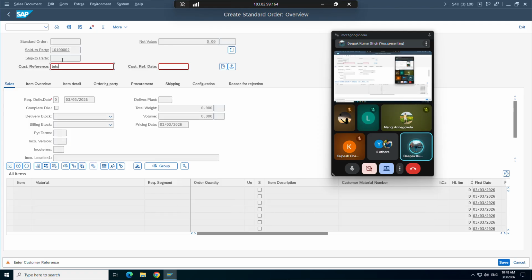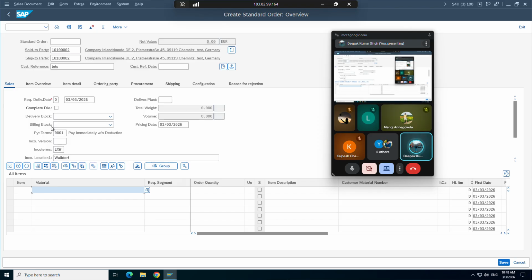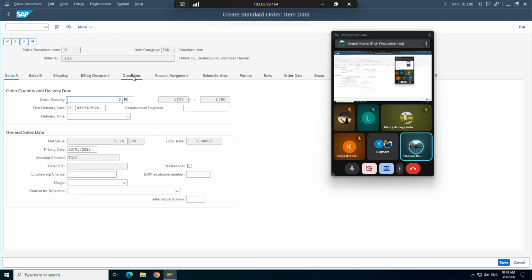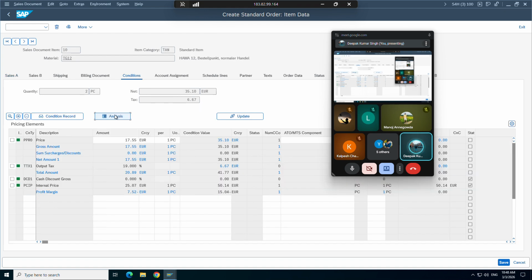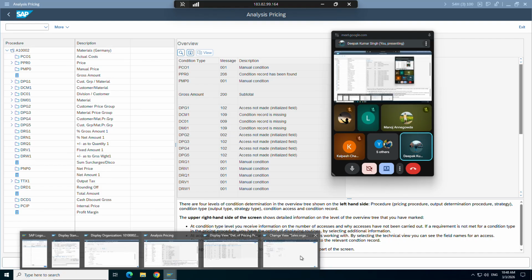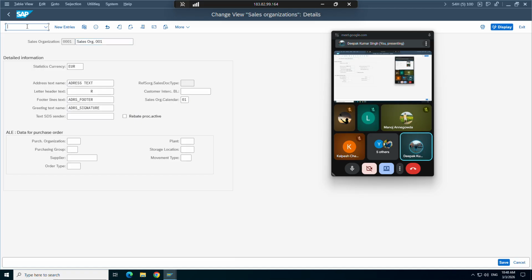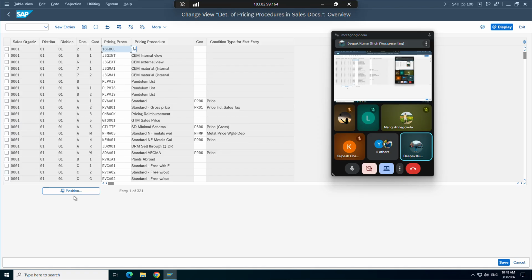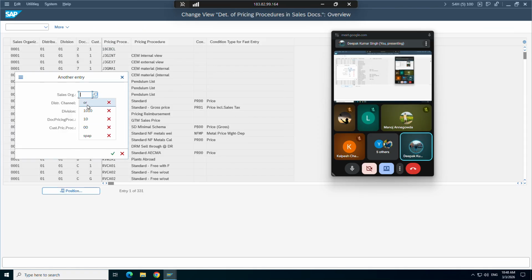You see, it is still determined. It has not shown me the error that the pricing procedure could not be determined. If I go to item, then condition, and then analysis, you see I still got my pricing procedure determined. Why? Let me open OBVK, and we have used 1010 and 10 00.